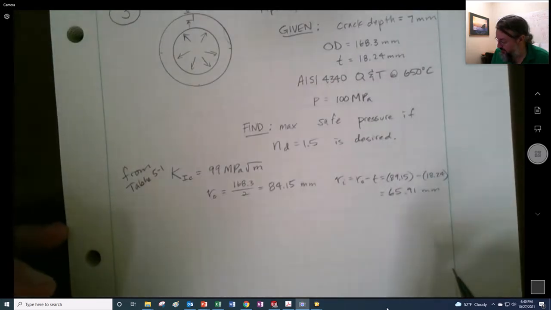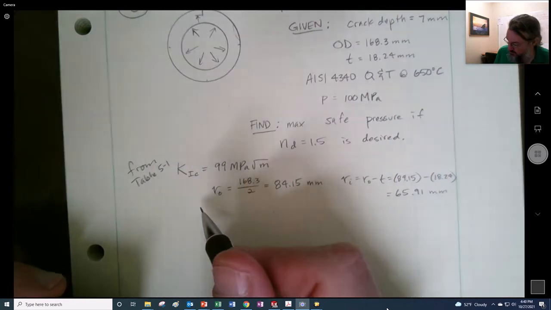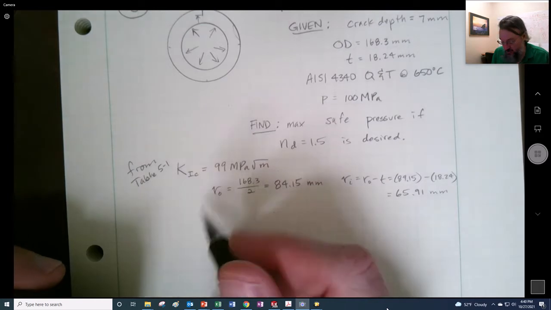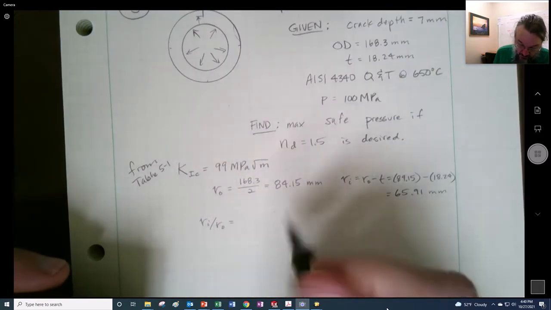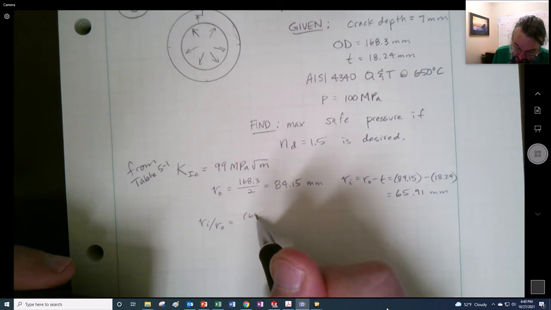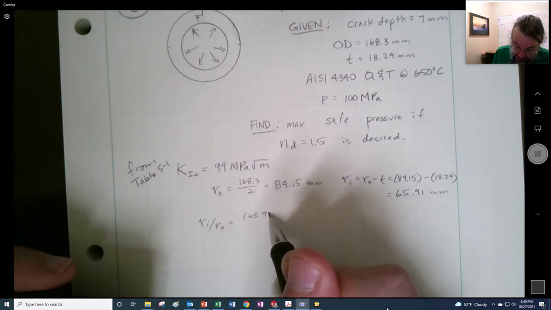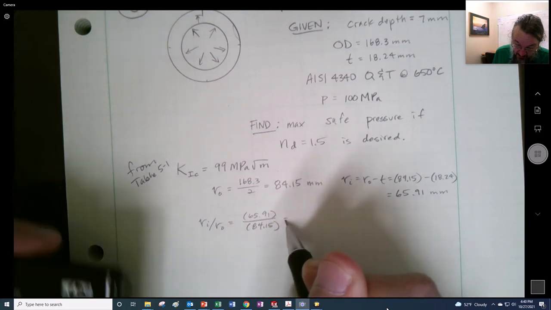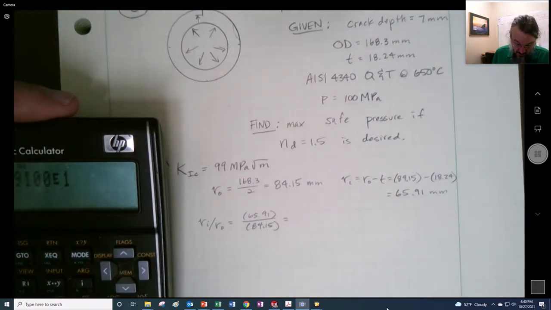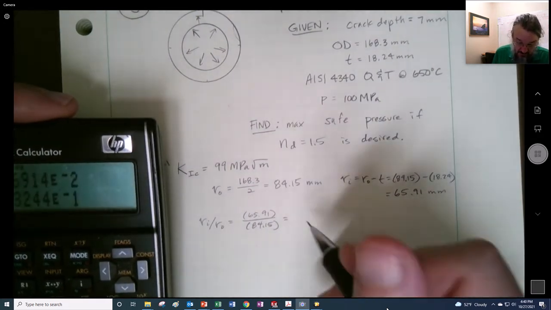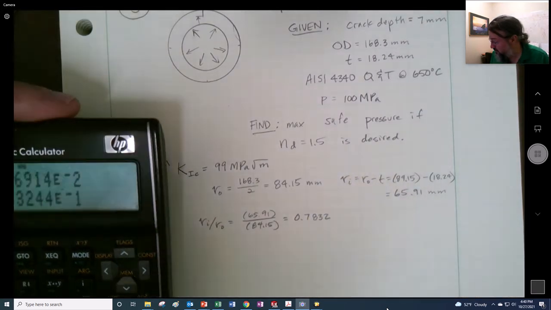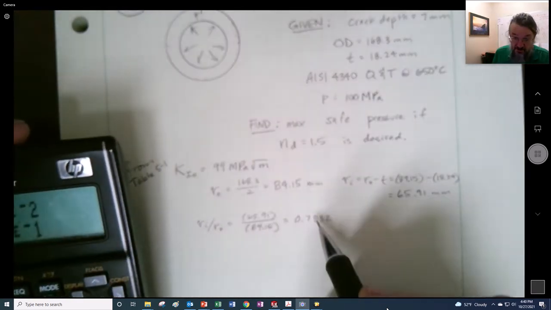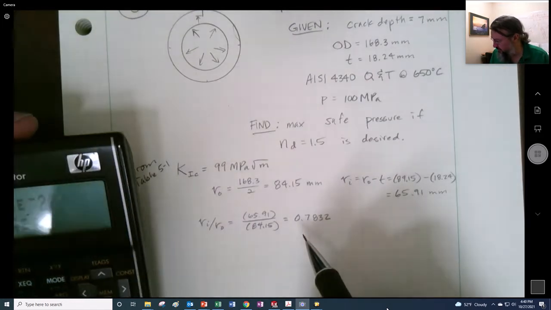And what did we need? We need Ri over Ro. So 65.91 divided by 84.15 gives 0.7832. That's not too far off from 0.75, which is one of our lines. That's good to know.